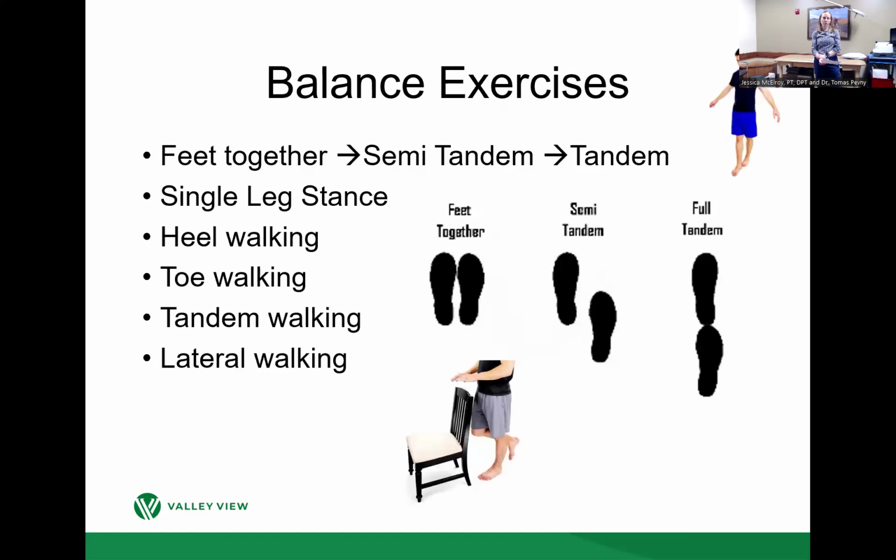So we're gonna go through a couple of balance exercises on this screen, and then I will demonstrate for you. These are things that you can safely do at home. You can progress from feet together to feet a little bit apart to standing on a tightrope. You can stand on one leg, you can walk on toes and heels, you can walk on a tightrope, you can walk side to side. These exercises will improve your proprioception and reduce your fall risk. They can be adapted from beginner to advanced levels to safely accommodate various abilities.